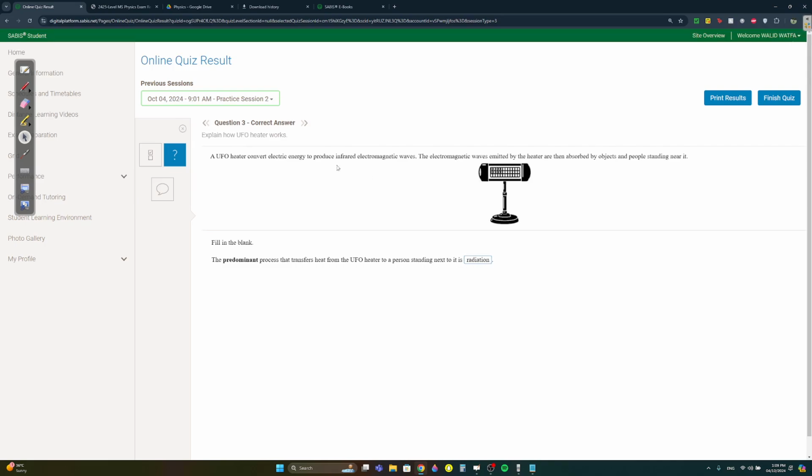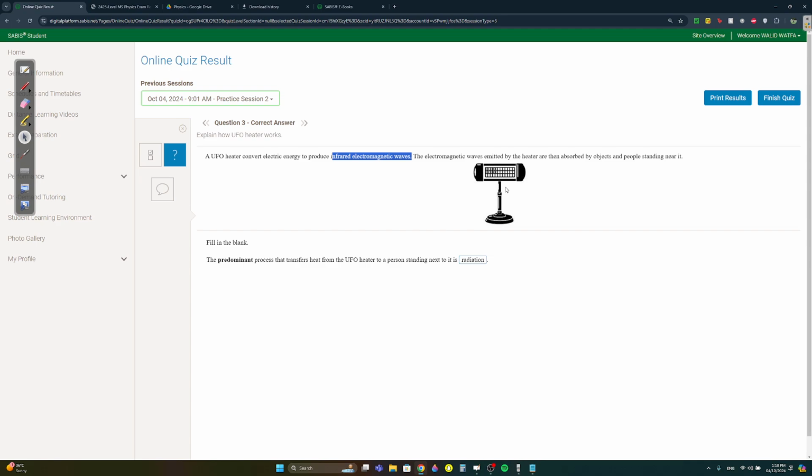Question 3: a UFO heater converts electric energy to produce infrared electromagnetic waves. Without even continuing reading... but obviously, read. Don't listen to what I said. Always read the full question. Remember, we have the physics regional. I don't know how many times I've said this on my channel, but the physics regional likes to trick you by putting stuff in the question. He plays with the question.